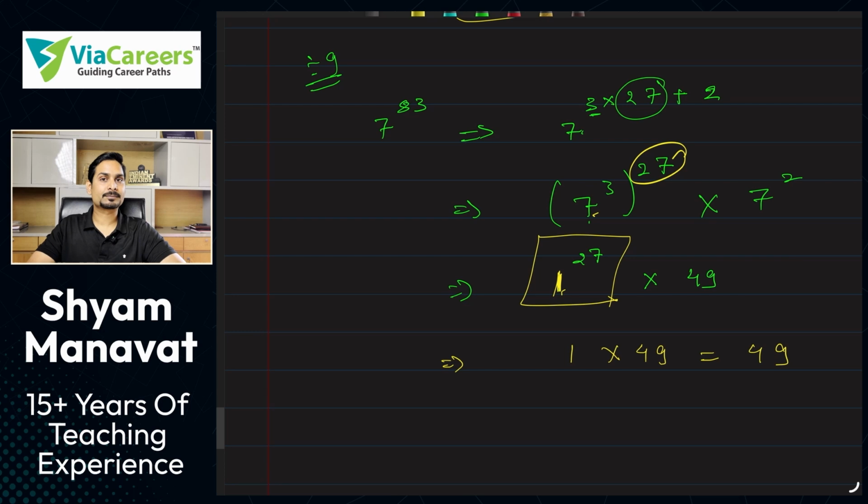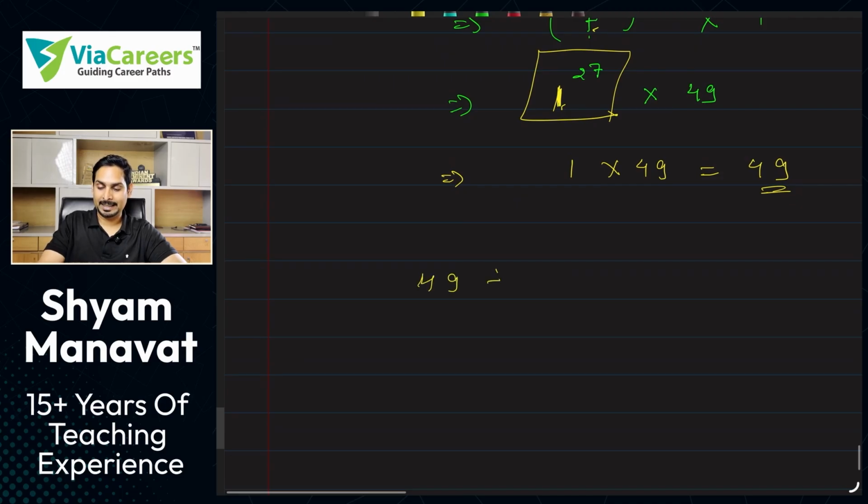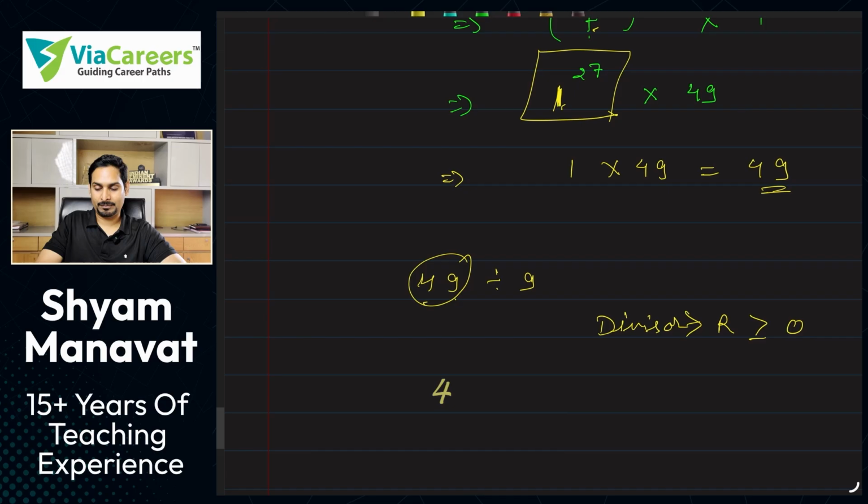Is 49 the answer? No, because 49 is still more than 9. So you further divide 49 by 9. Remember, the remainder has to be greater than or equal to 0 and less than the divisor, and the divisor is 9 here, correct? So 49 cannot be the remainder. 49 further divided by 9, the remainder is 5. That's your final answer.